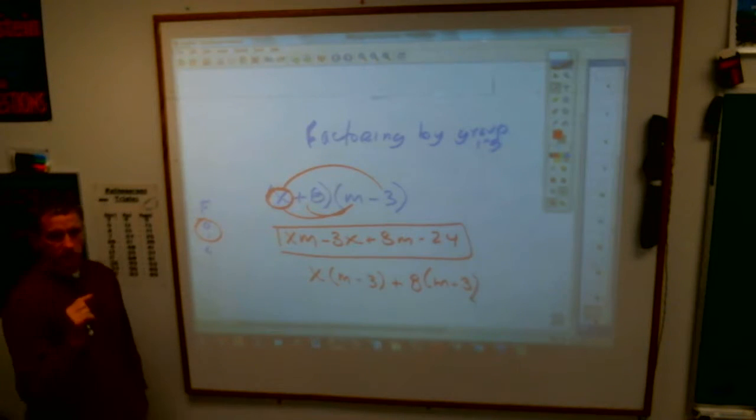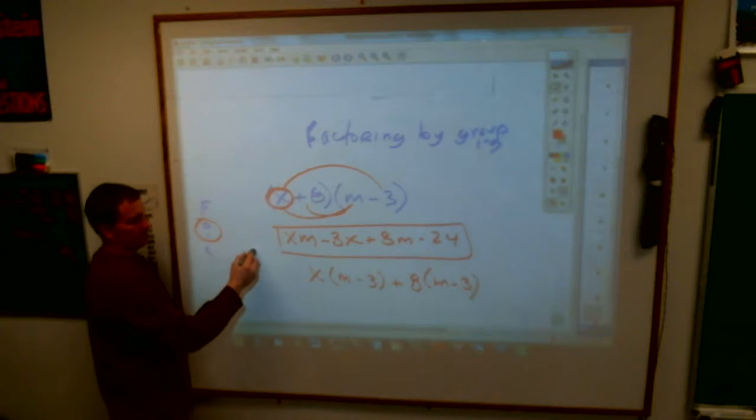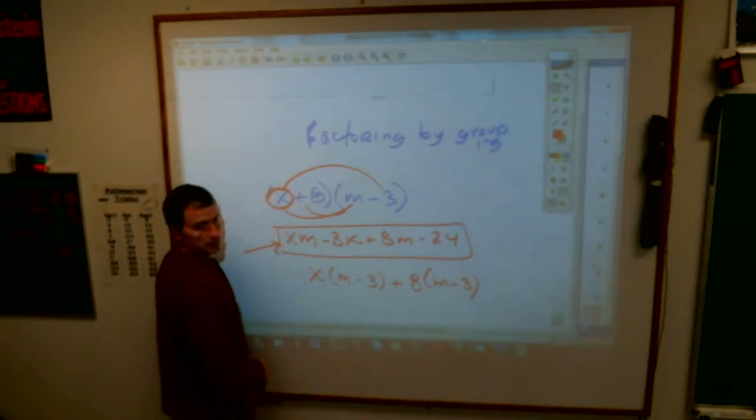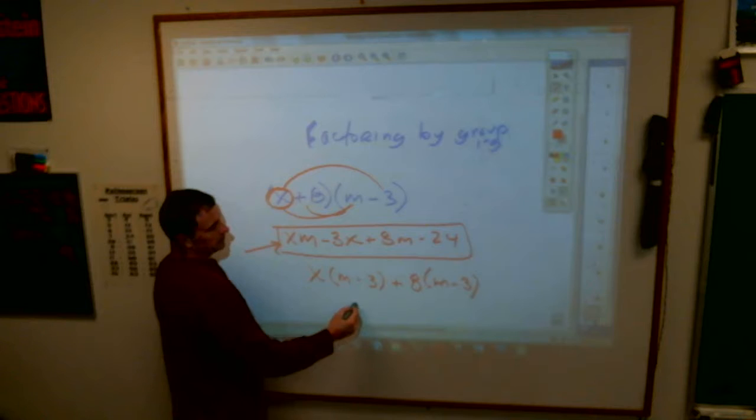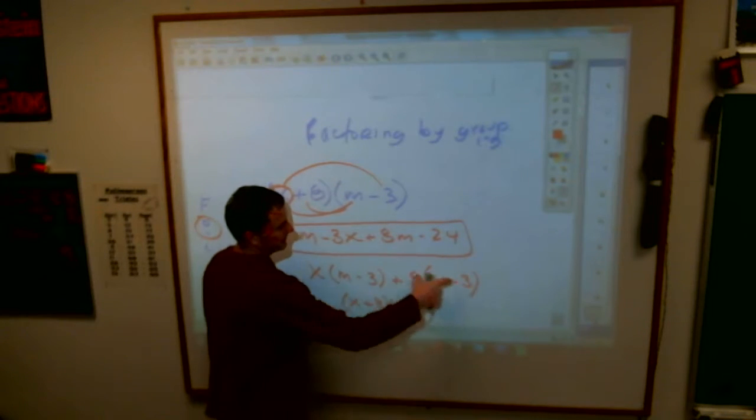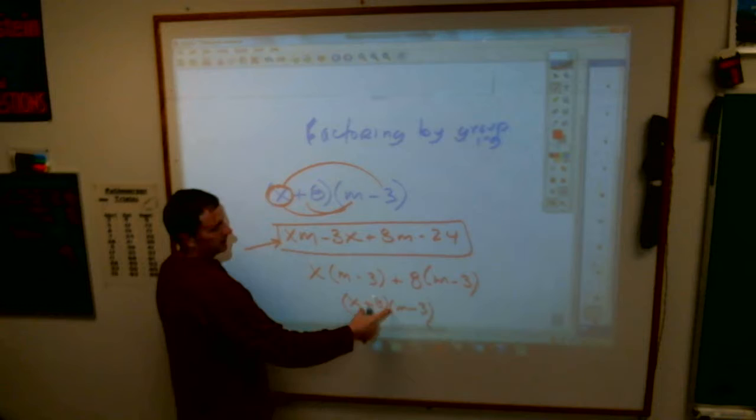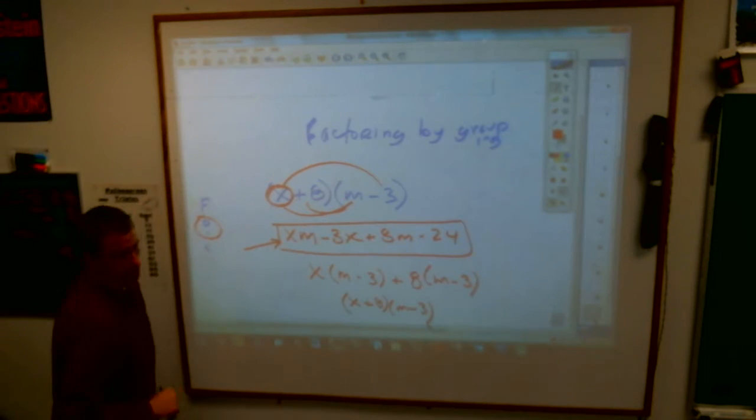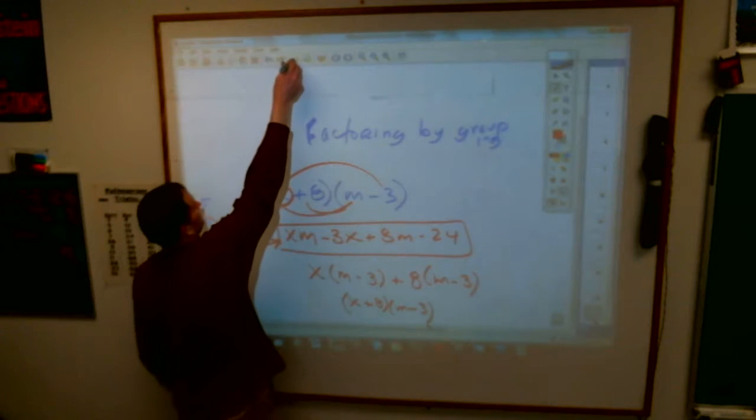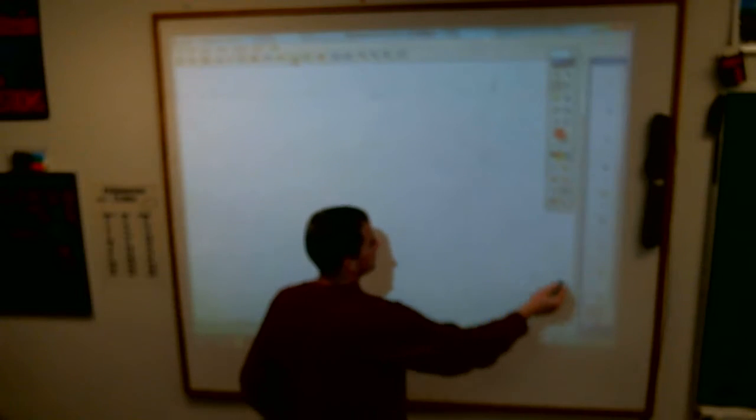Because you are going to start with this and look to see if you can get it to look like this. If you get it to look like this, you're going to be able to write it as two binomials, x plus 8 times m minus 3. If you can get in a parenthesis the exact same term, you can rewrite it like this. It doesn't really need to make sense to you, because this is what it will look like. Let's do the one I had up there.